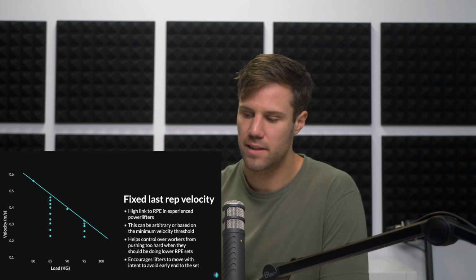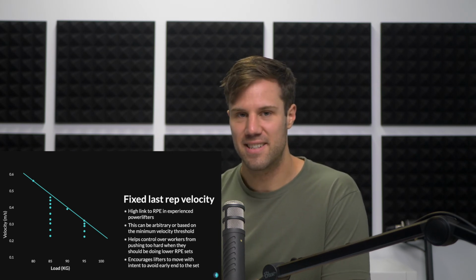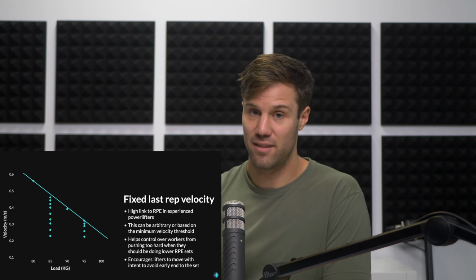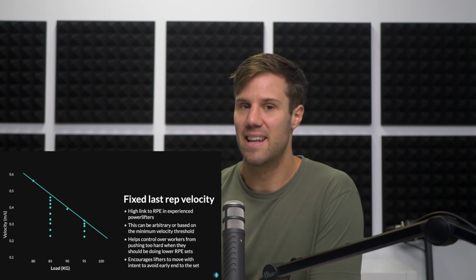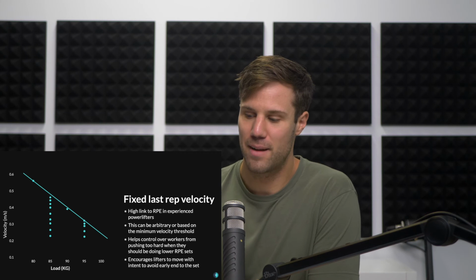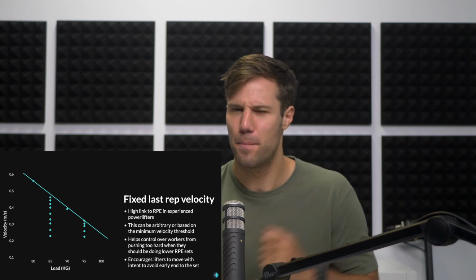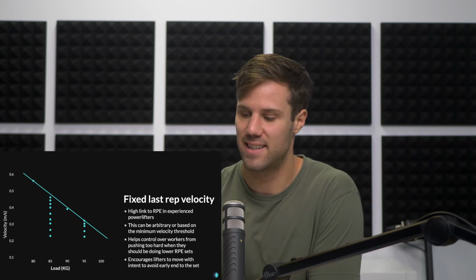It also encourages lifters to move with intent to avoid an early end to the set. So if they're training and their set ends when they go under 0.35 meters per second, then saying you're not allowed to lift under 0.35 will keep them pushing through the weights hard so that they can get those extra reps. So it both controls and encourages hard workers to give good intent on their training, depending on how you frame it as a coach. There's a little bit of a coaching skill and art in that as well.